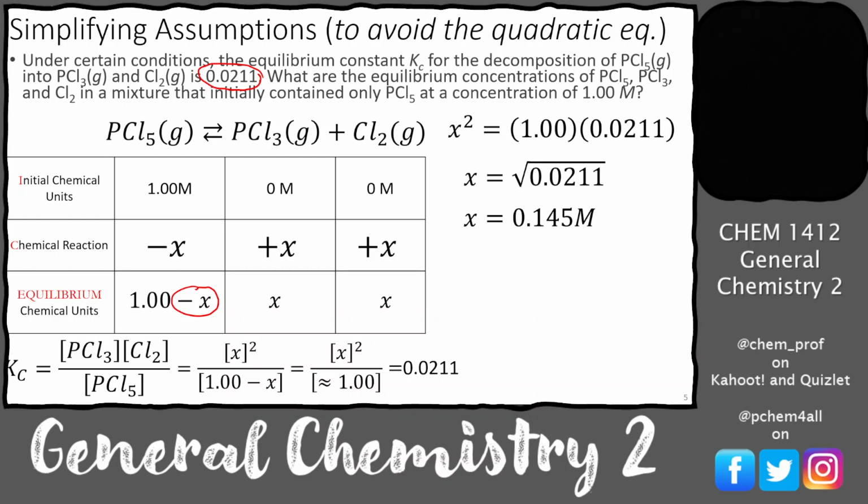Why can we assume X is small? It's much less than 1, or mostly less than 1. It's smallish. If our equilibrium constant was something times 10 to the minus 3, 10 to the minus 4, 10 to the minus 5, this would be a rock solid assumption. With 10 to the minus 2, you'll see. Let's look at the error.